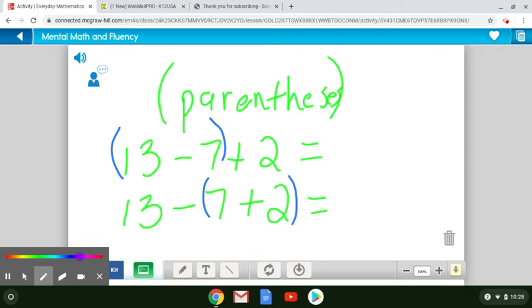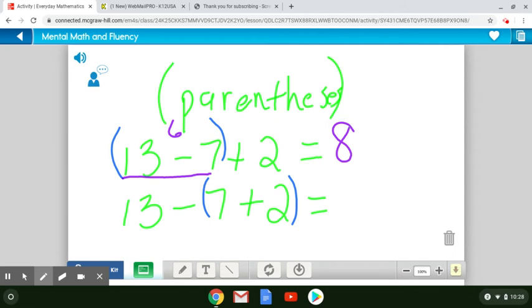So in the first example, we would solve our 13 minus 7 first. I'm just going to underline that so I know I solved that first. And 13 minus 7, we subtract and we get, good, 6. So we'll put a 6 here, and then we add 6 plus 2 more, and we get a total of 8. Good. So let's move into the next equation.